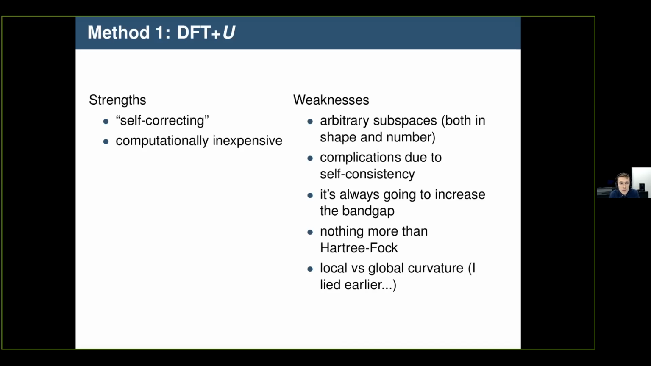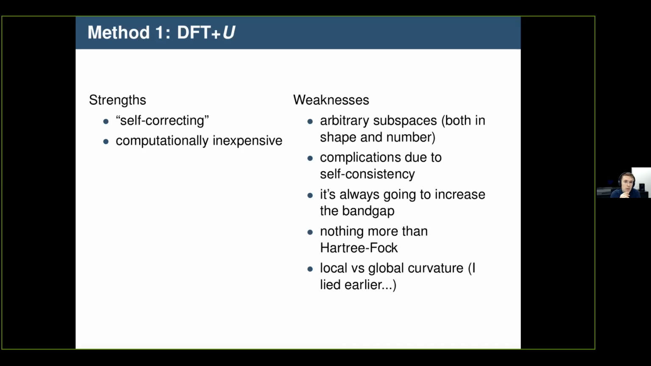you can define them in a number of different ways. You can use some sort of atomic orbitals, you can use Wannier functions. So there's an arbitrariness in that as well. There are complications due to the added idea of self-consistency. What I mean by this is that if we do a DFT calculation to calculate the curvature, and then generate a value for U, you can then recalculate the curvature and tweak your U value, and keep on doing that until you eventually self-consistently calculate U, which probably is wrong of me to put in the weaknesses column. It's just an added complication, really.